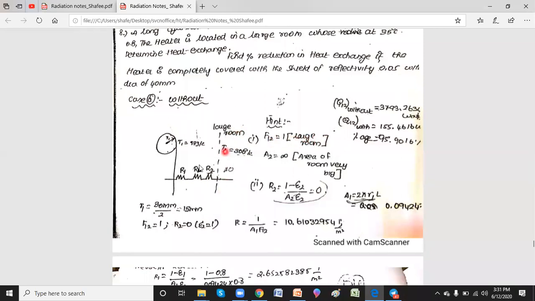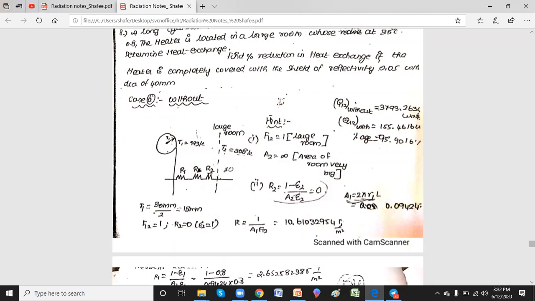A1 I can find out because R1 I know, but A2, it's a very large room, it's not given. We'll assume that the area of the room is very big, around infinity. Now just keep the values. What is R1? What is R2? R2 will be 0 because (1 minus epsilon 2) by (epsilon 2 A2) has A2 as infinity, so 1 by infinity is obviously 0. So that resistance will straight away go off, and what you are left with is only two things: the first resistance and the shape factor resistance.